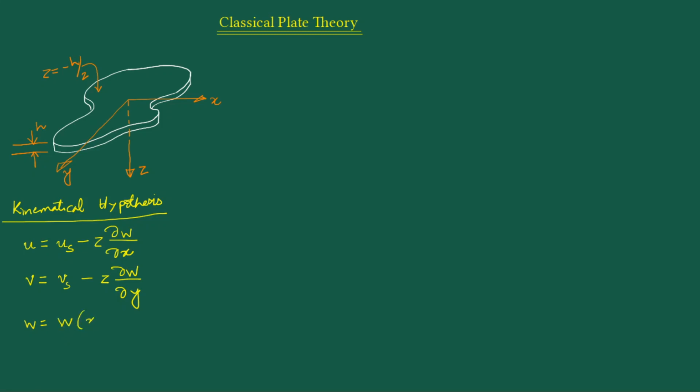Okay, now regarding the z direction, it is almost exactly the same as in beam theory, with the only difference, but very important difference, is that in beam theory, the w, the displacement in the z direction, was only a function of x. It was a pure function of x, but now here in classical plate theory, this w is a function both of x and y. That is very, very important to note.